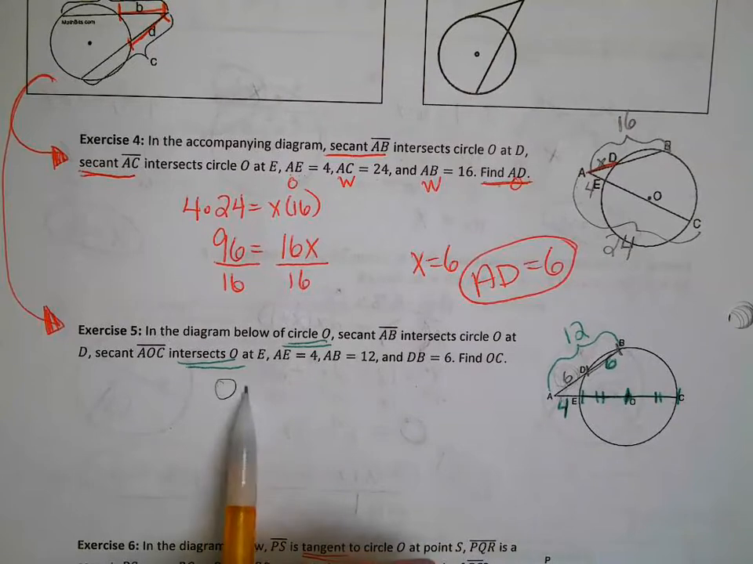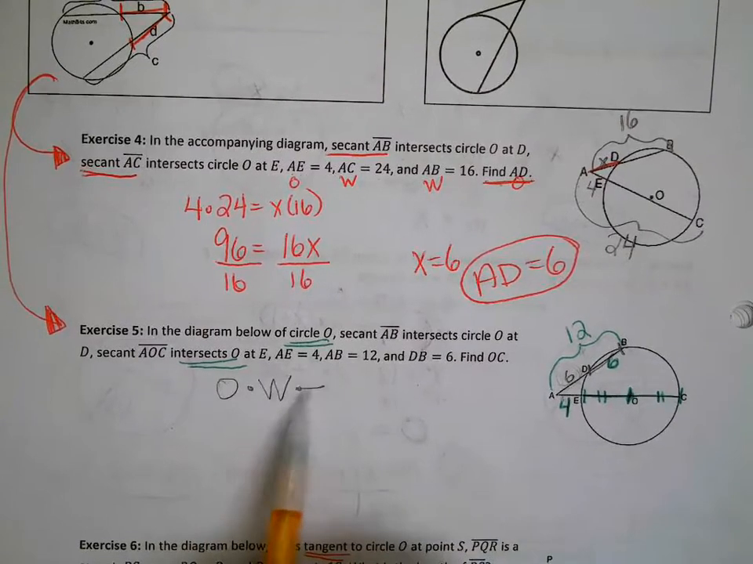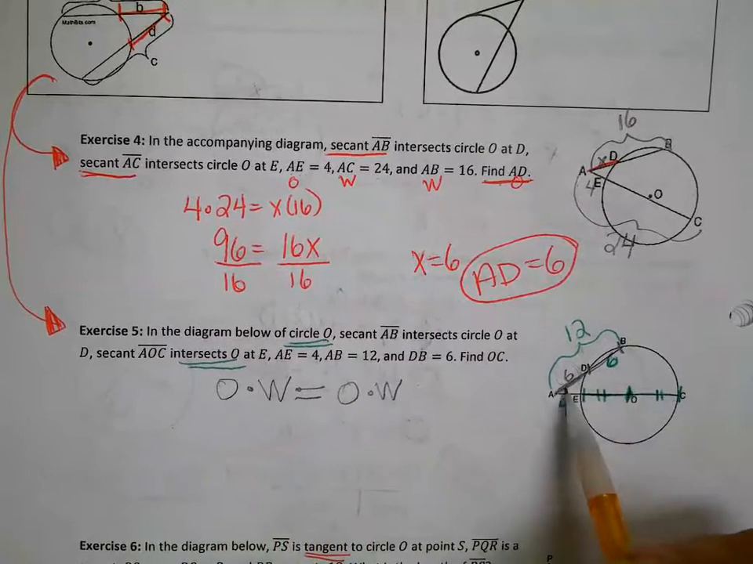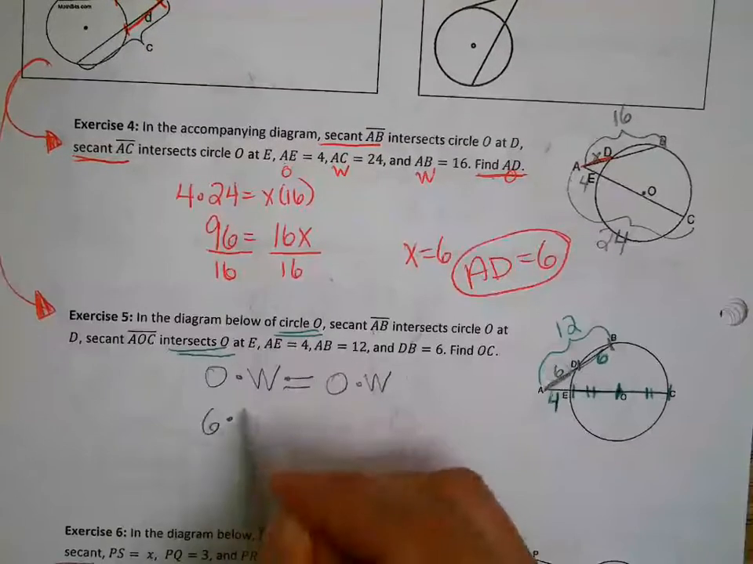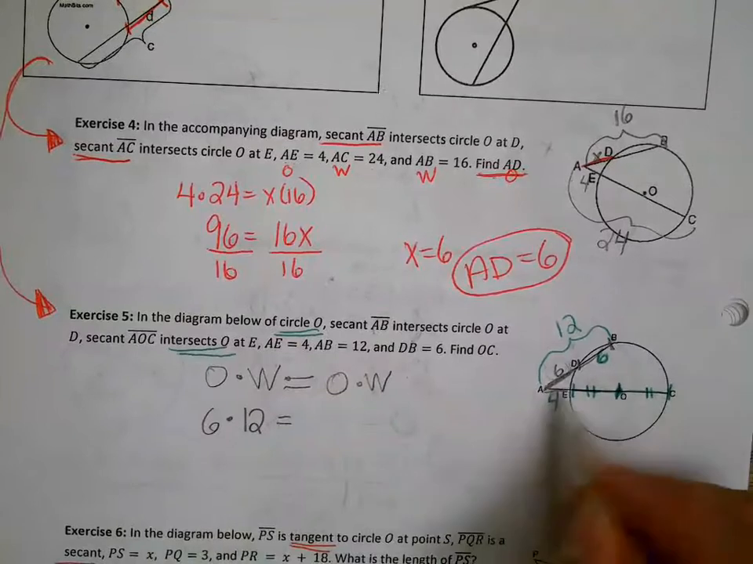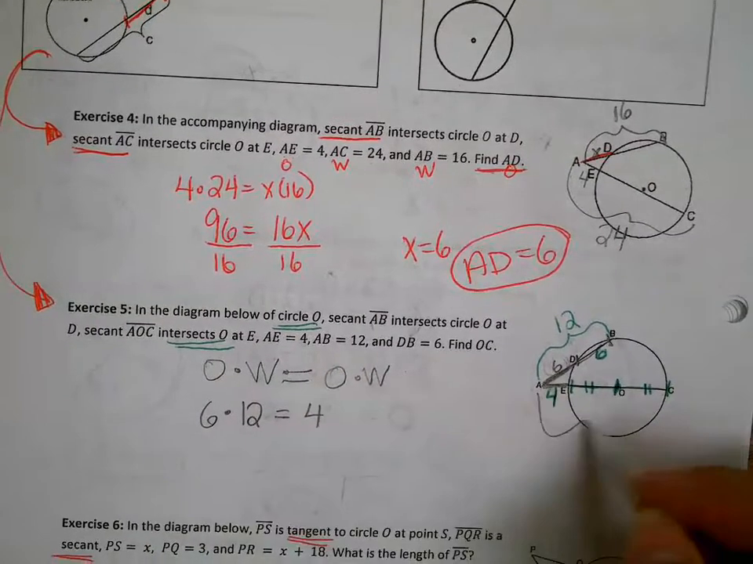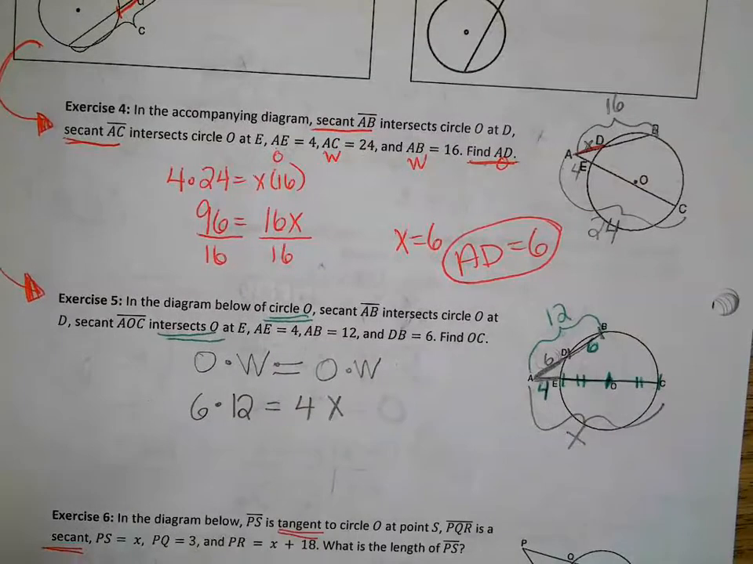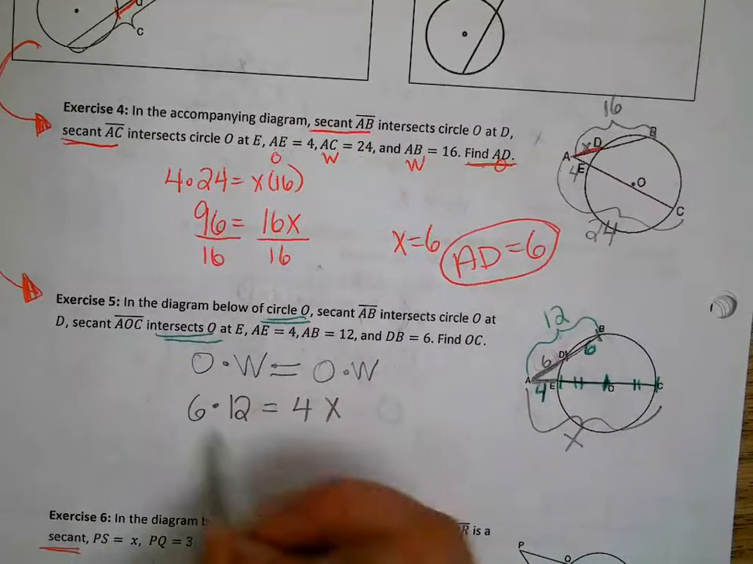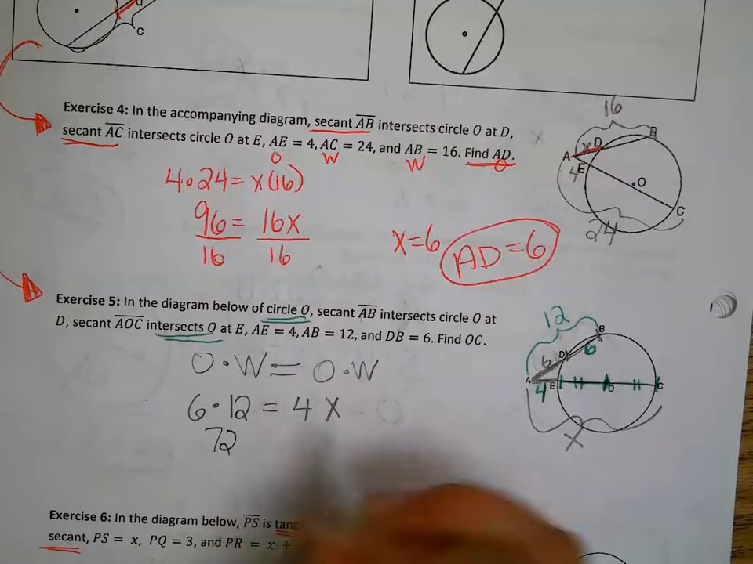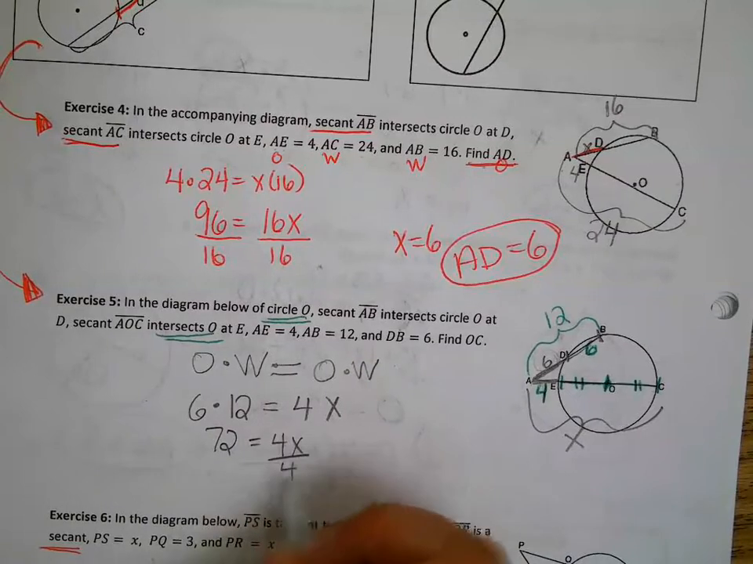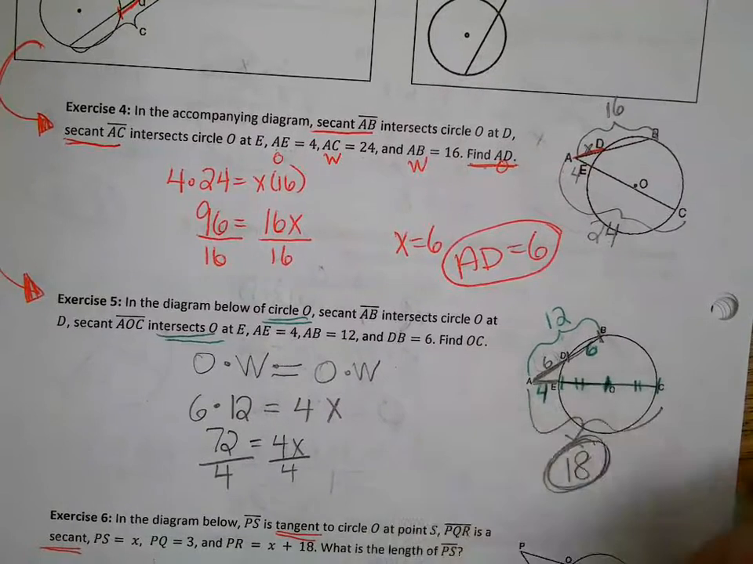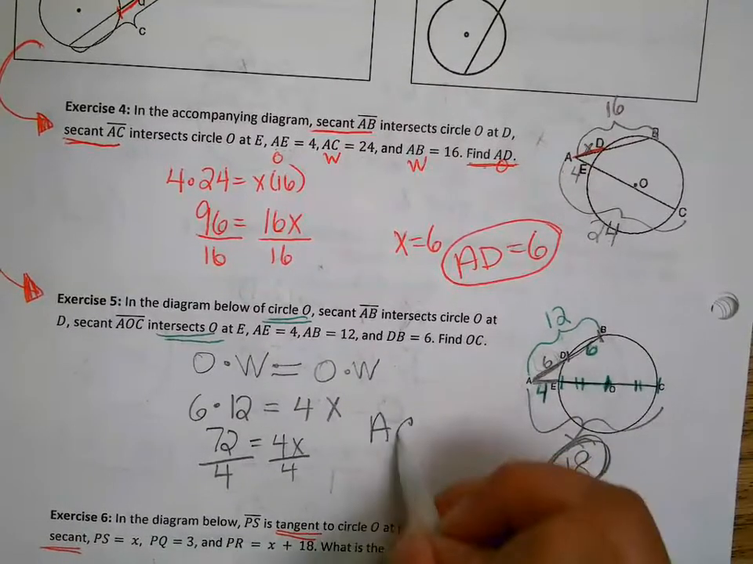Now I'm going to write out the rule. Outside times whole equals outside times whole. I have this outside, the 6. I have the whole thing, 12. So I'm going to sub those in to start with. I have this outside piece, 4. I can find the whole thing, x, pretty quickly. 6 times 12 gives me 72, divided by 4. The whole measure here is going to be 18. So we know A to C is 18.